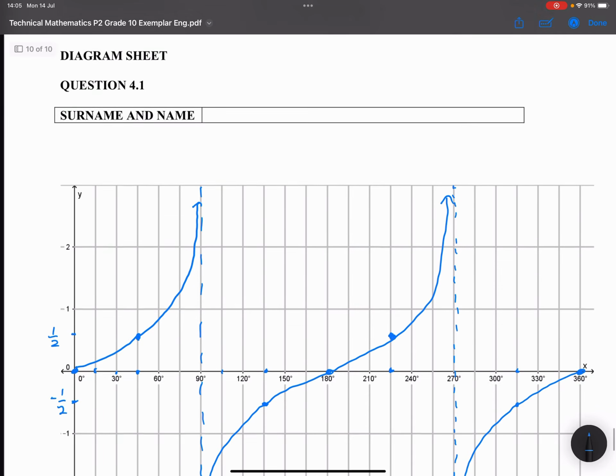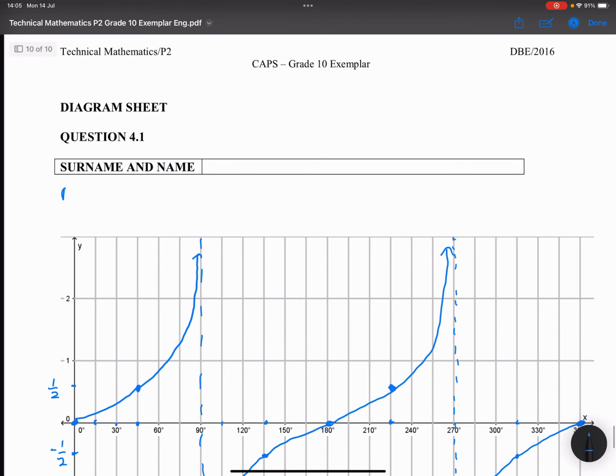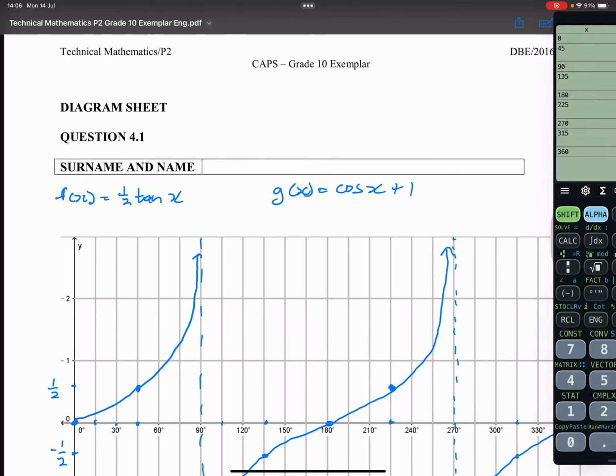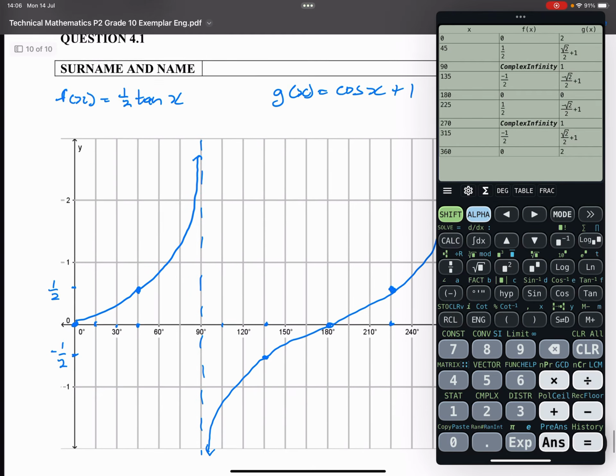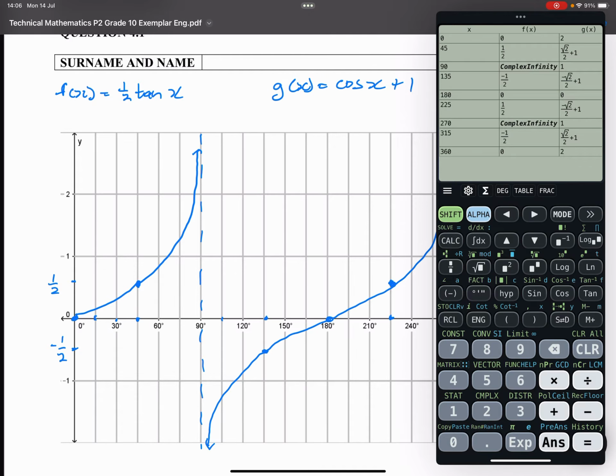So we've already drawn the graph of f of x, and remember that f of x was 1 over 2 multiplied by the tan of x. Now, g of x, I'm going to use a different color for this. That's going to be cos of x plus 1. So I want you to note we've got a cos graph. It's telling me that right at the beginning, we've got 2.